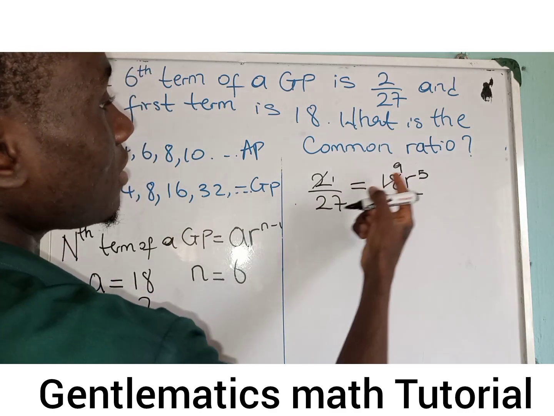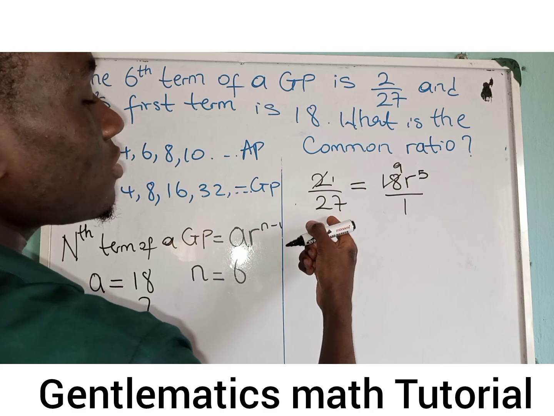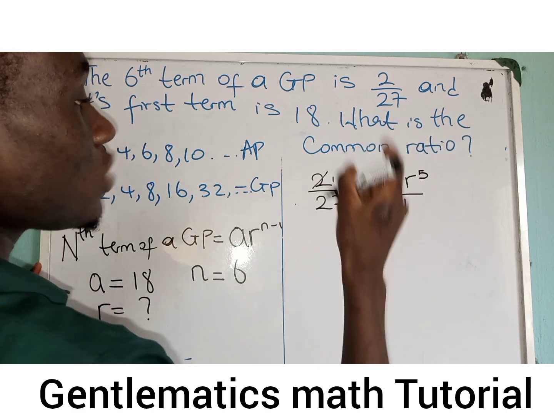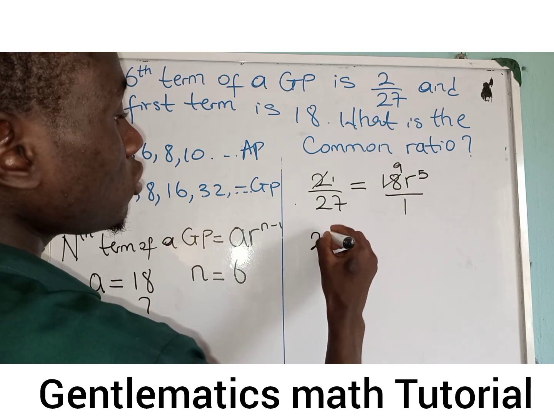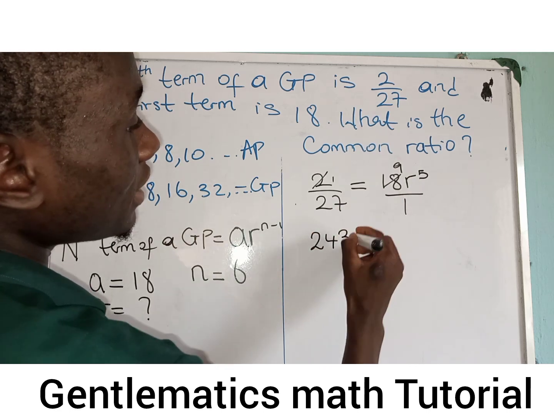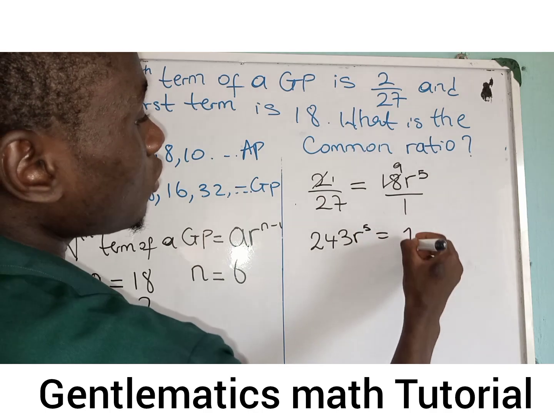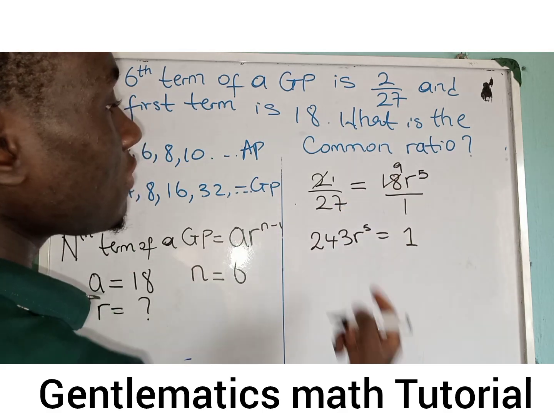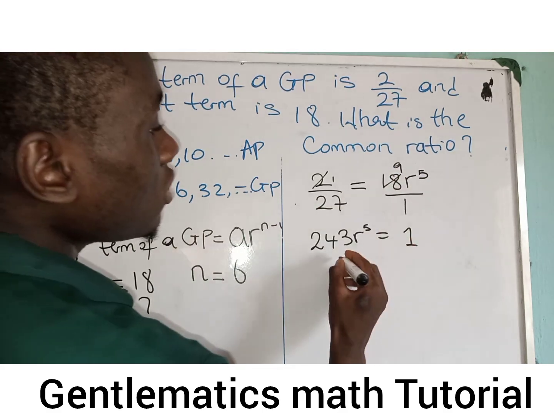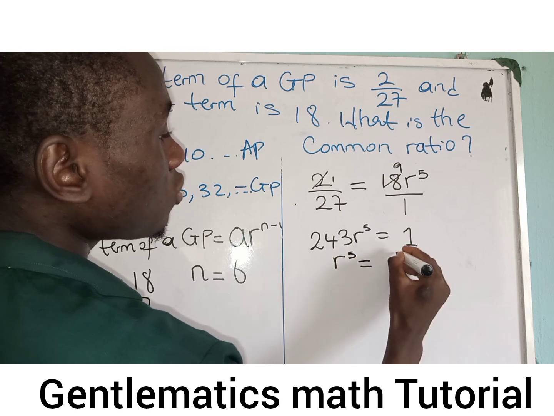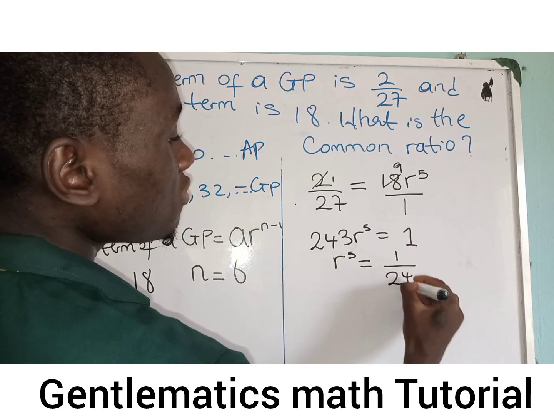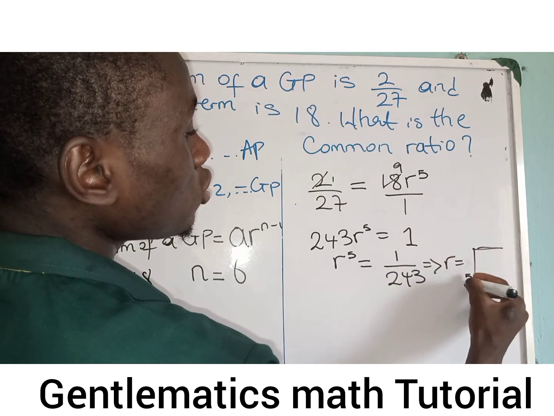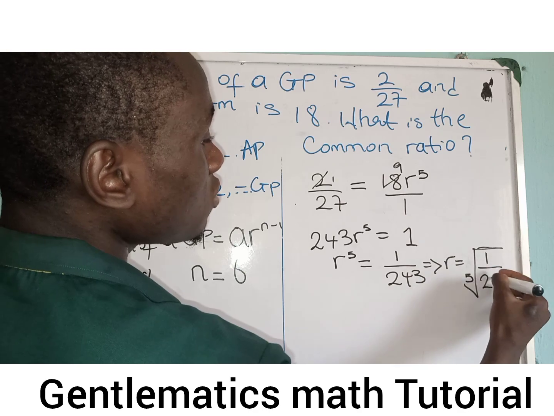Now if you cross multiply, 9 times 27, that will give us 243, if I'm not mistaken. Then R raised to power 5 equal to 1. So I multiplied these two, it gave me 243. Then R raised to power 5 equal to 1 times 1 gave me 1. So our R raised to power 5 now is equal to 1 all over 243. This implies that our R is equal to the fifth root, because our 5 is here, of 1 over 243.